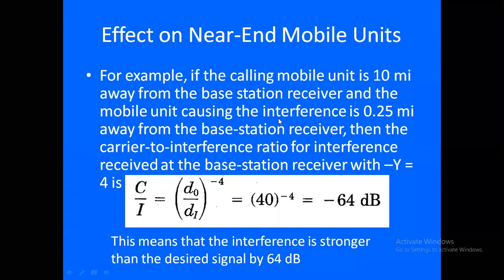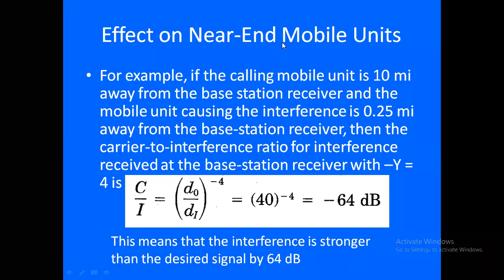So for example, if the calling mobile unit is 10 miles away from the base station receiver and the mobile unit causing the interference is 0.25 mile away from the base station receiver, then the carrier to interference ratio for the interference received at the base station receiver with gamma equal to 4 is C by I = (10 by 0.25) to the power minus 4, which is nothing but minus 64 dB.